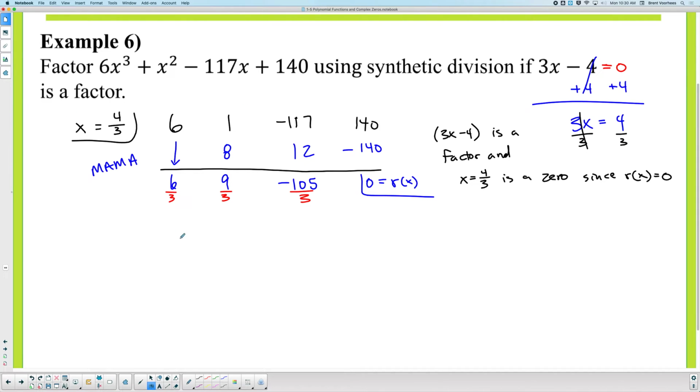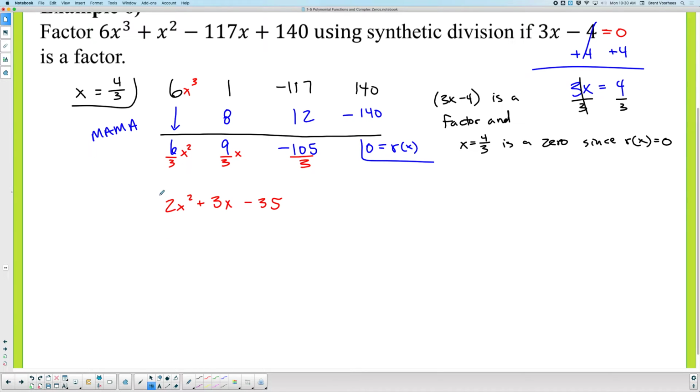That means our function was x cubed. When it drops, it becomes x squared. Okay, what is 6 divided by 3? So it's 2x squared plus 3x minus 35. Good. Now truthfully, it should be this times 3x minus 4.